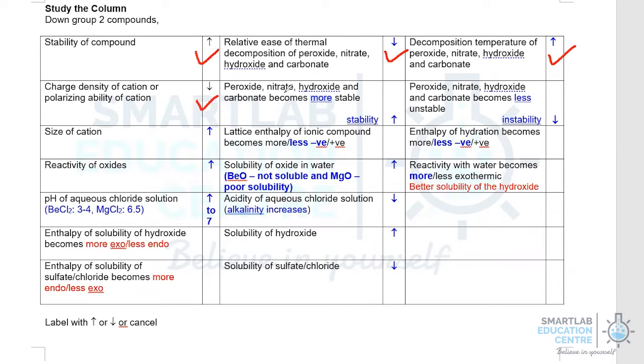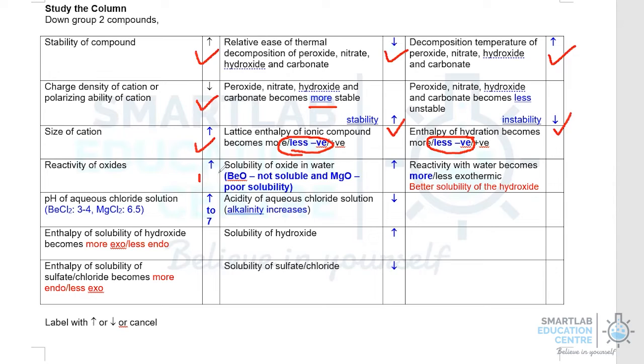So the peroxide, nitrates, hydroxide, and carbonate become more stable, so stability increases down the group, and instability decreases down the group. And if you look at the size of the cation, they become larger down the group. The lattice energy of ionic compound is less negative because the R+ is larger, so the inter-ionic radius is larger. And the enthalpy of hydration is less negative because the charge density is lower in this case.